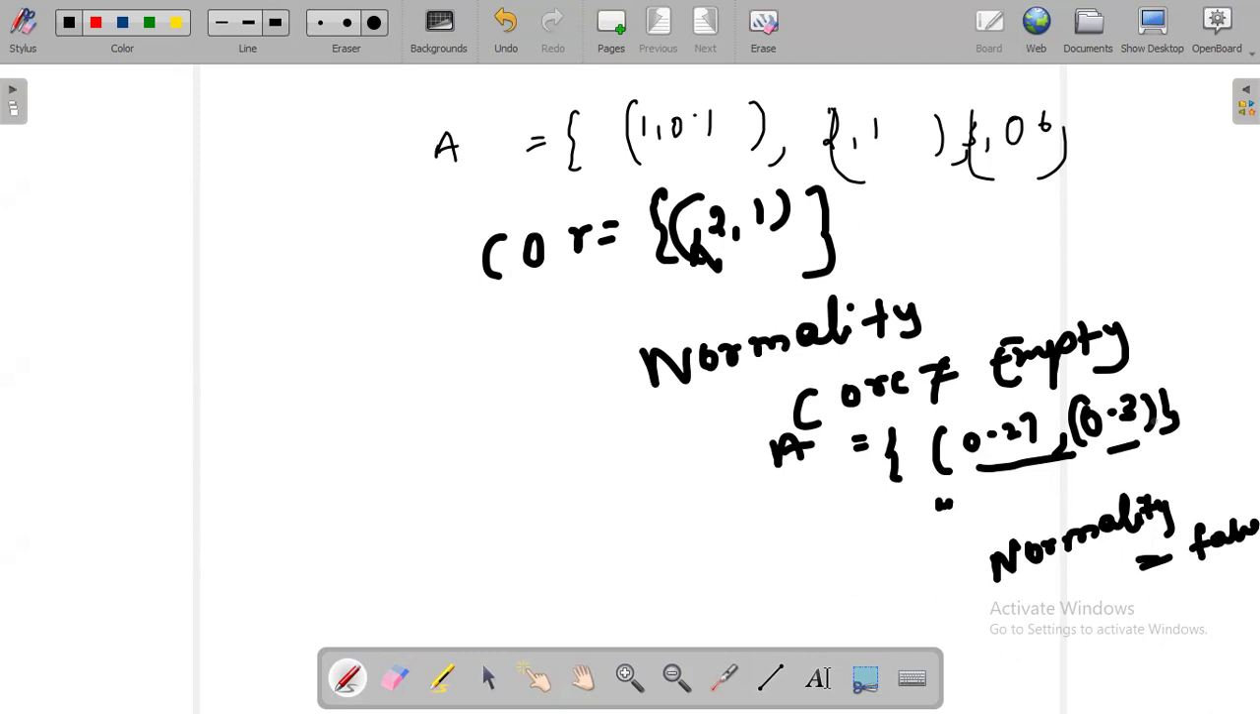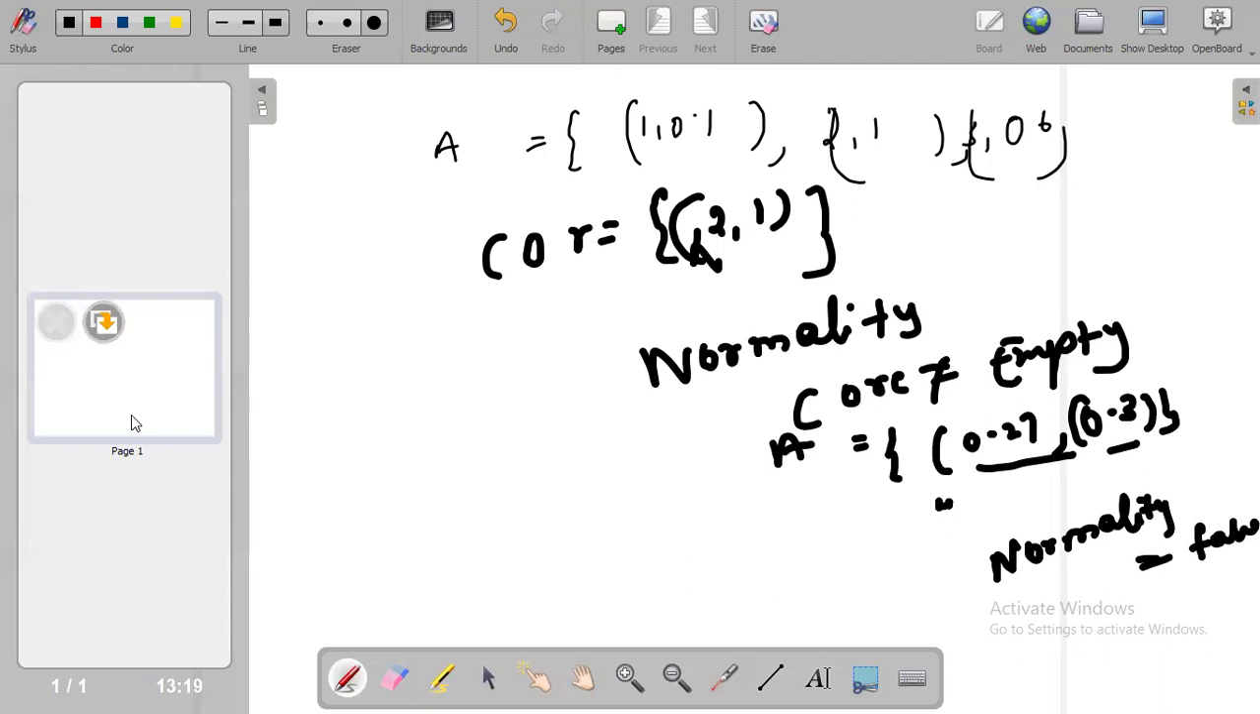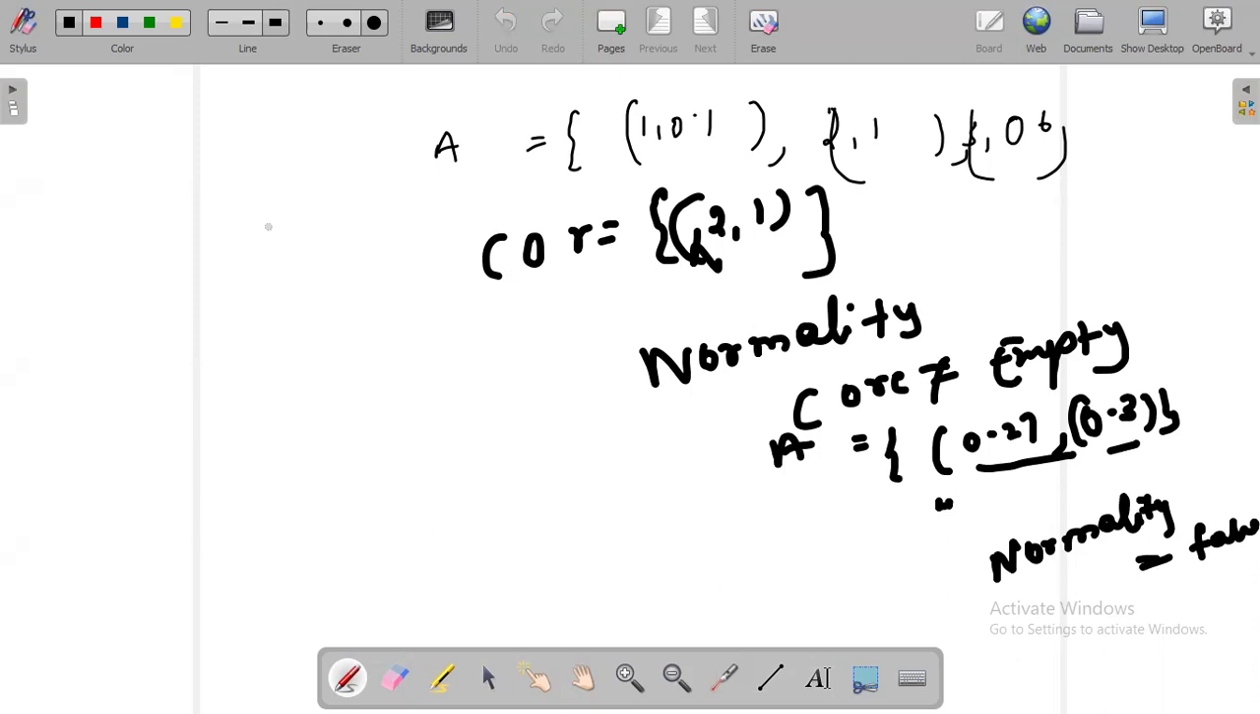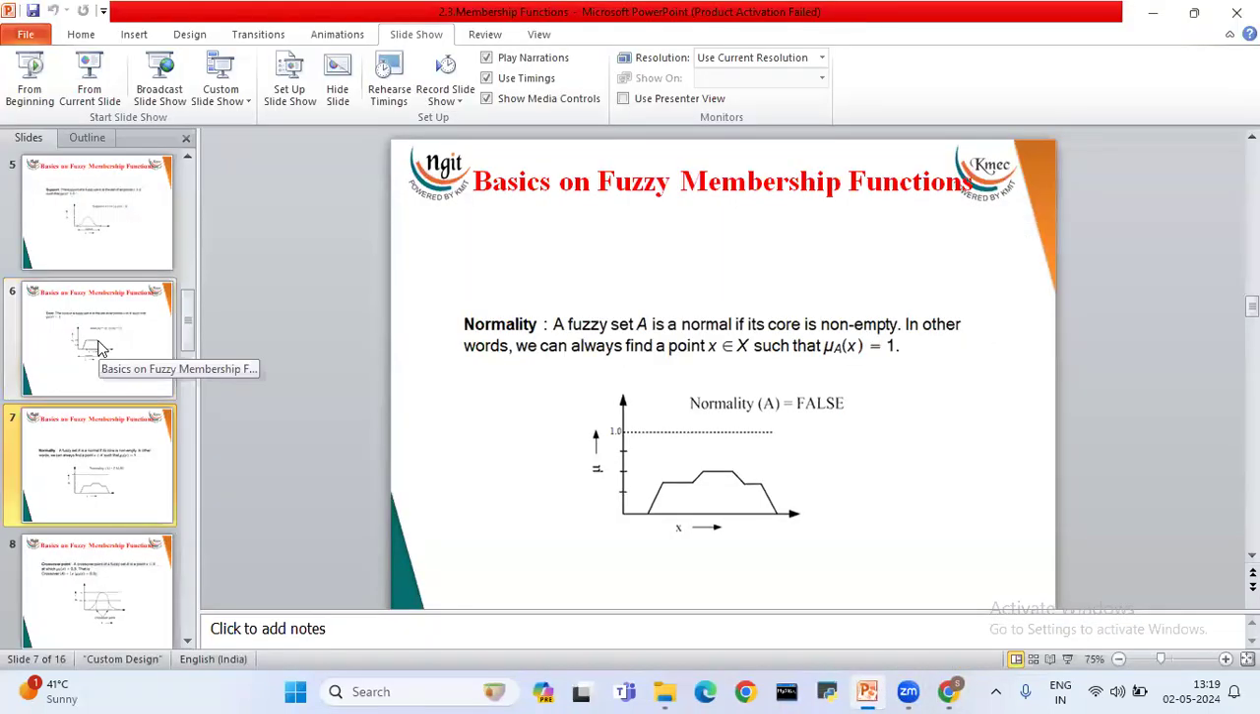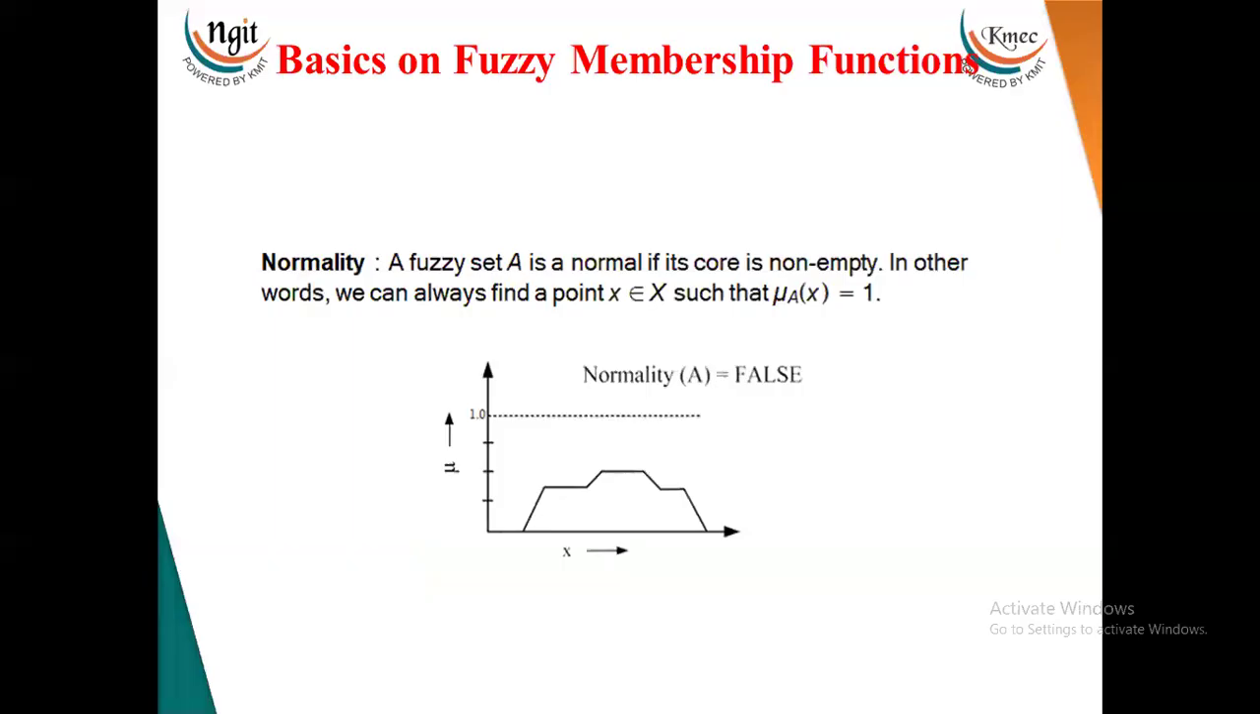I'm just briefing you. When you talk about the core, you should have an element with membership 1. Normality means the set compulsorily should have at least one core value. If that set does not have a core value, then it does not have the property of normality. So the normality of A is false, because in this graph, if you observe, there is not a single value with the core value.